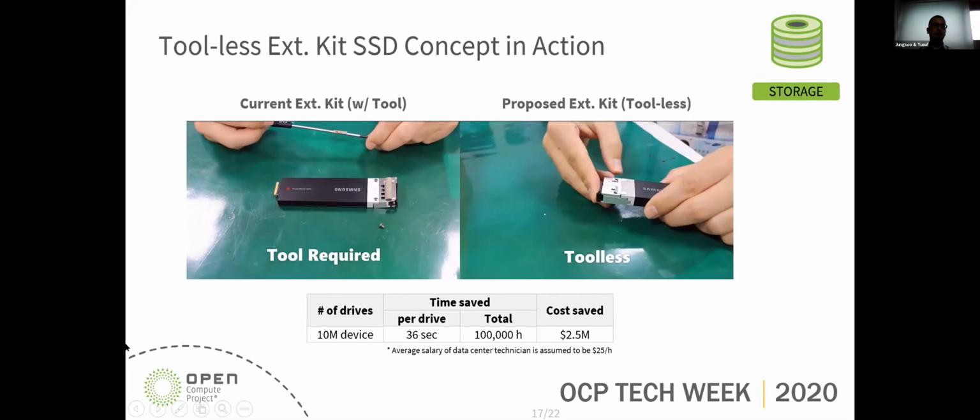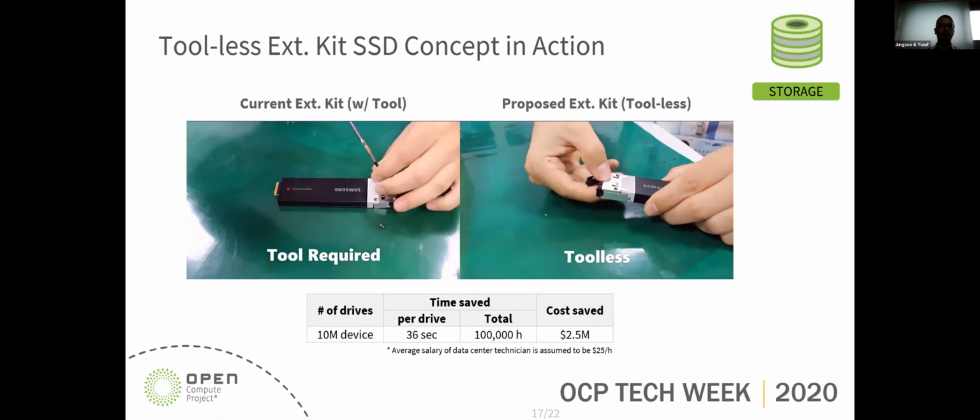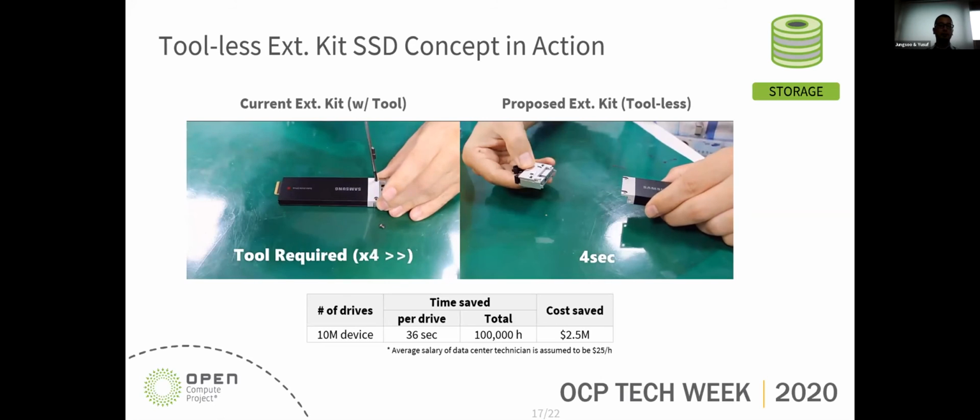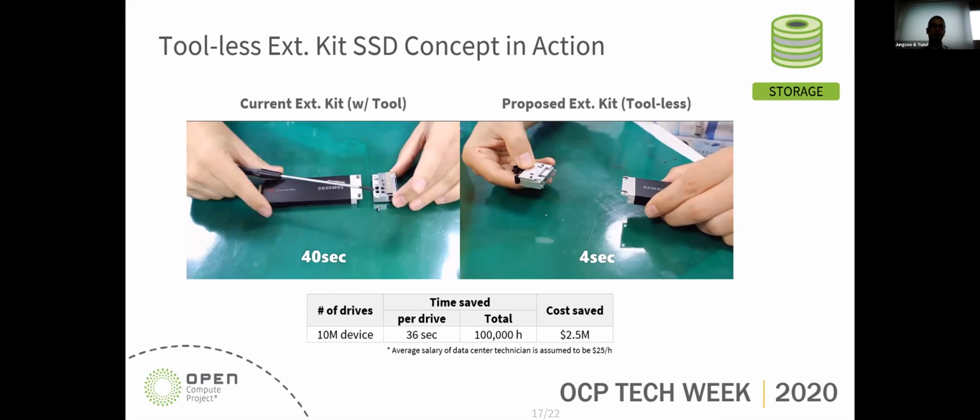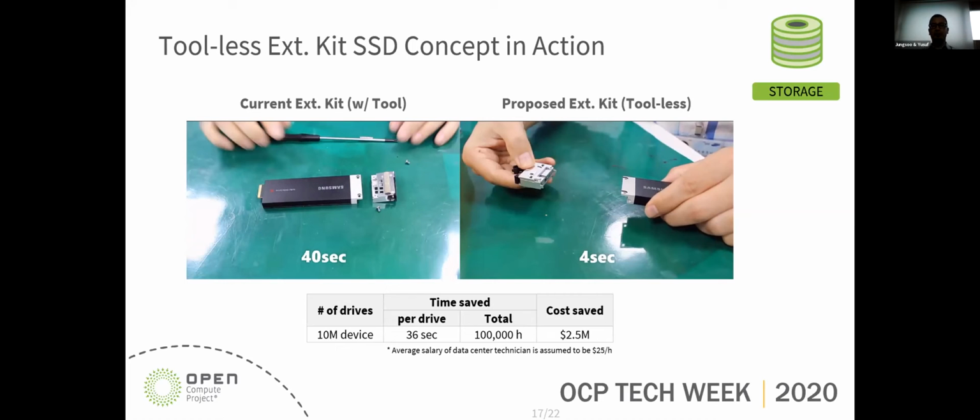Assembly and disassembly process of toolless extension kit takes only 4 seconds, which is up to 10 times faster than current extension kit. That is huge improvement considering if data center has millions of drives, needs to be maintained over time. Time saving is added up to 100,000 hours. In other words, $2.5 million can be saved over time just for a data center.